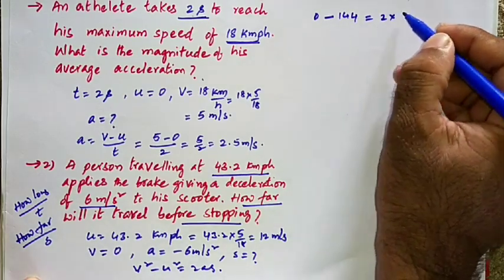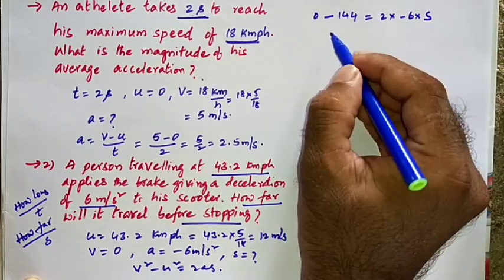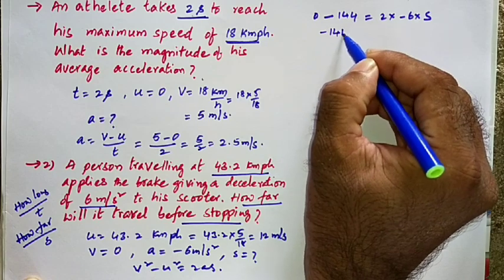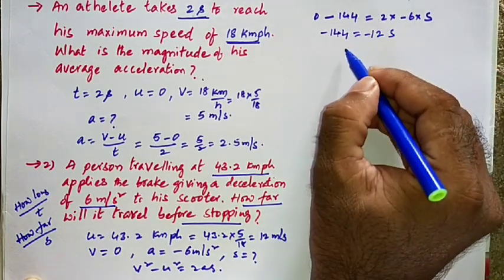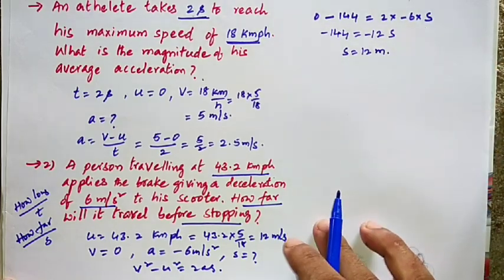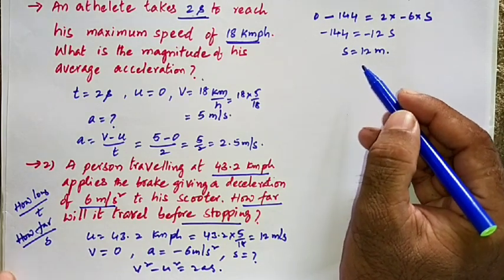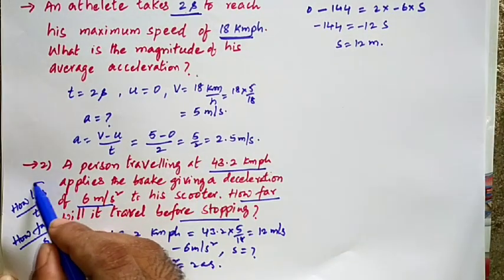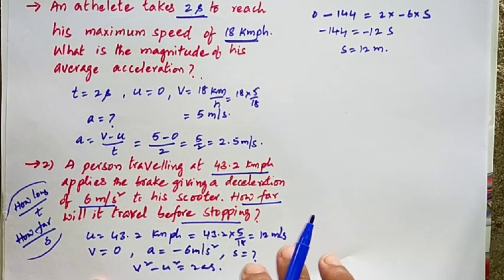2 into A is how much? Minus 6 into S, yes, we need to calculate that. Right, this is minus 144 is equal to minus 12s. Therefore, s will be how much? 12 meter. This is the answer. So he travels 12 meters before stopping. Understood? So you remember this. How long means you need to calculate time. How far means you need to calculate distance. Clear? Right.